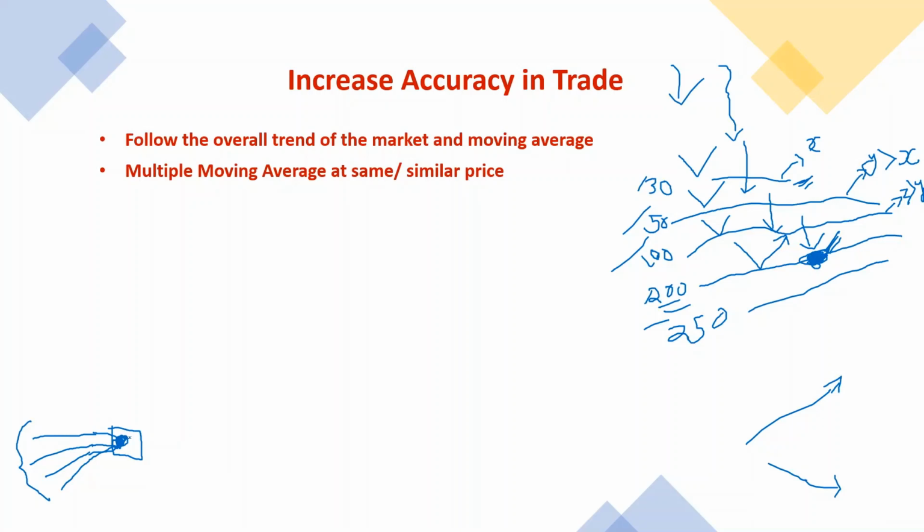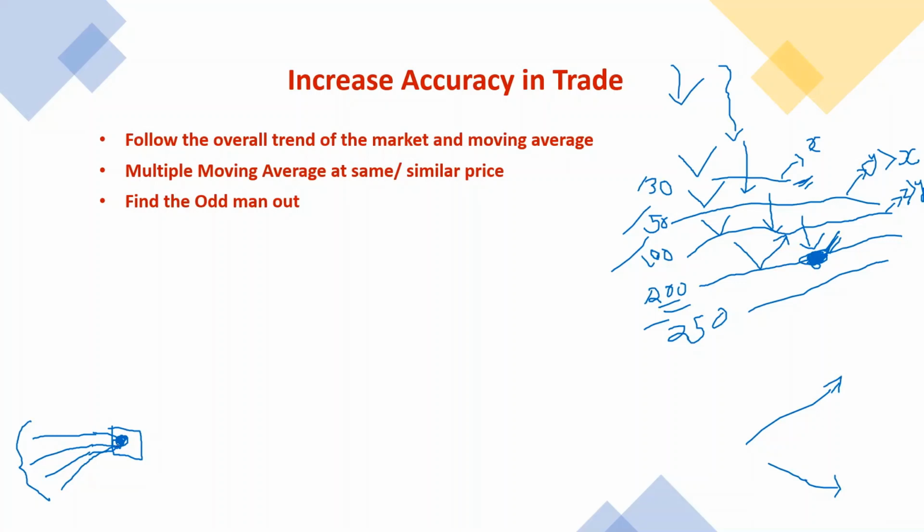So in this case, the probability of reversal from here is highest. You should always trade at such points, if you are seeing that most of the moving averages are at similar points. In this case you should take an entry, because here the probability that you will fail is very low.